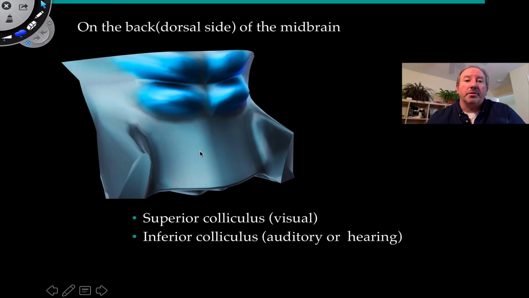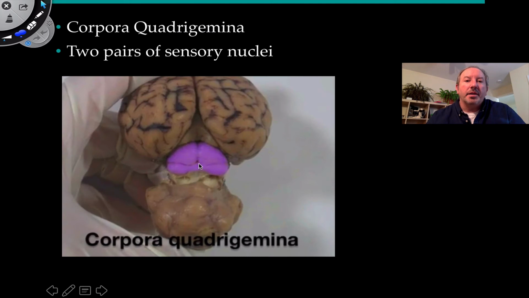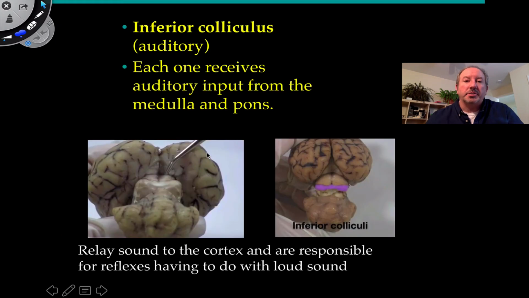This is a posterior look. Here's your peduncles over here on the side. Okay. Now you could really see the quadrigemini when you're looking at the transverse fissure of the brain, and you sort of pull down on the cerebellum. You could see these 1, 2, 3, 4 right here. They're two pairs of sensory nuclei, as I was mentioning before.